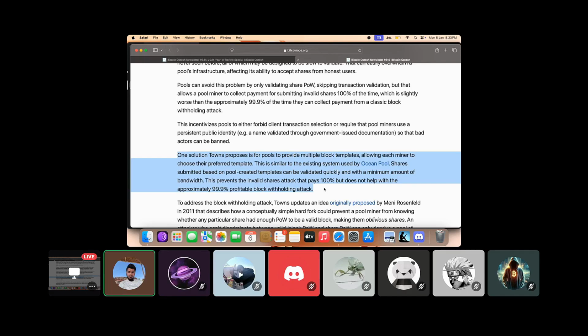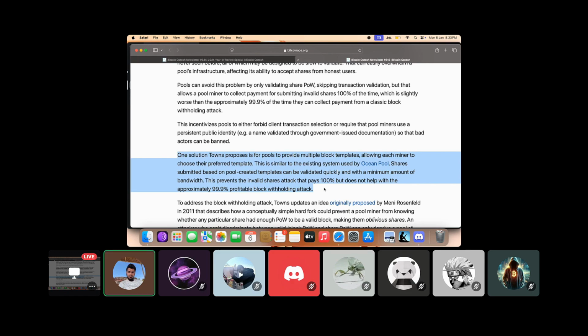The one extreme is that only the mining pool has the authority to create a template. Complete decentralization is where every miner has the right to create their own template. Now, can we find a middle path? There is one, which is that the mining pool gives the miners options of choosing between different templates. The mining pool can have four, five, six different templates and give you an option.